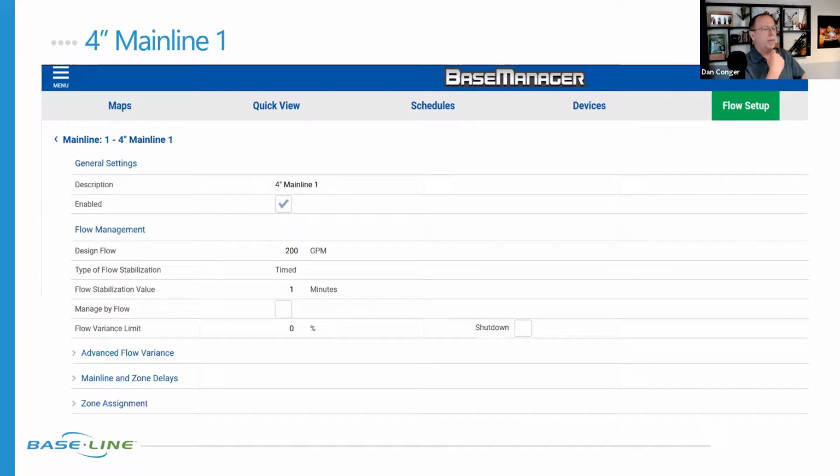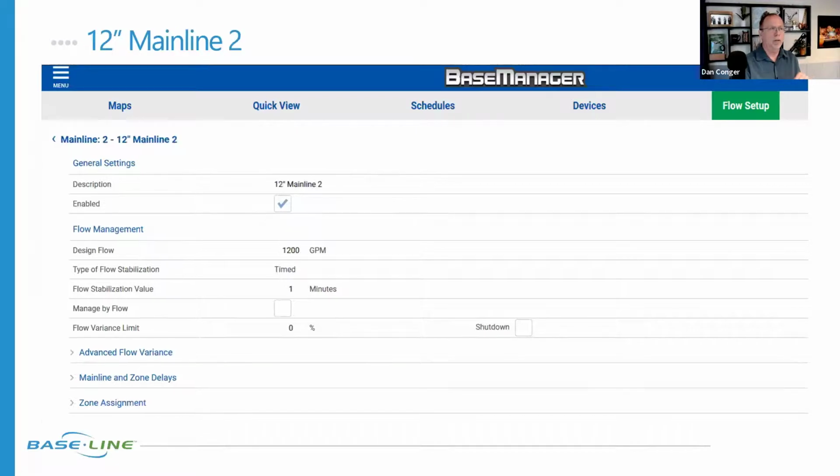So under this flow setup for the 4-inch main line, we've got the design flow set to 200 GPM. That's the main thing we're setting up on here. We have the option of some advanced flow variants specific for this main line, or mainline zone delays specific to this main line. And then if we had zones that belong on the 12-inch and they're not actually on the 4-inch, we could open zone assignment and set that up as well. And then on the 12-inch, we have the exact same thing, but here the design flow limit is much higher. So we have a lot more capacity on this one.